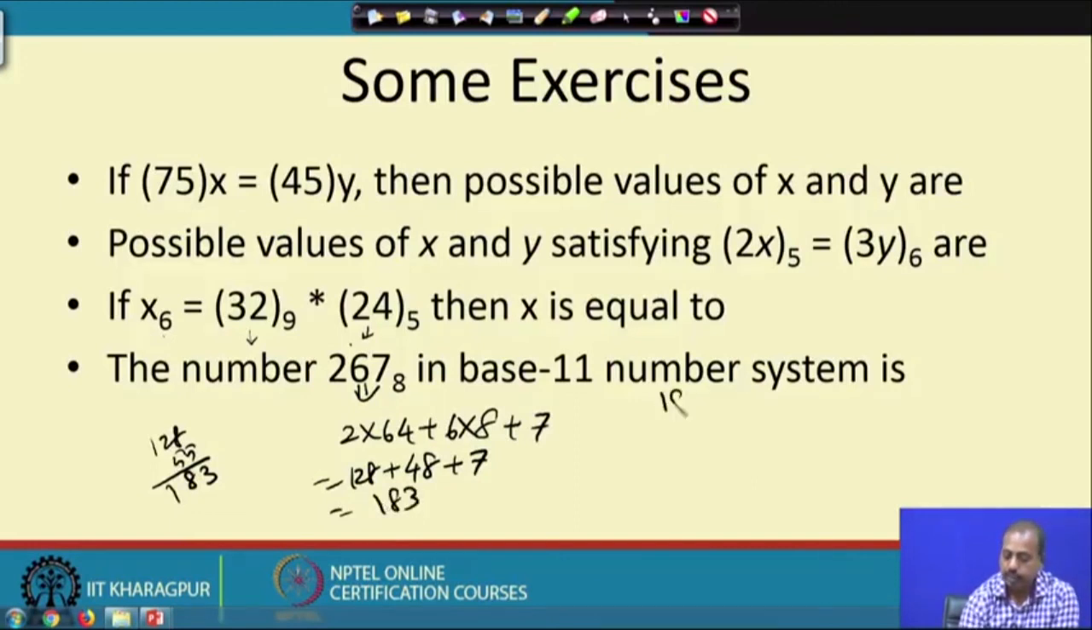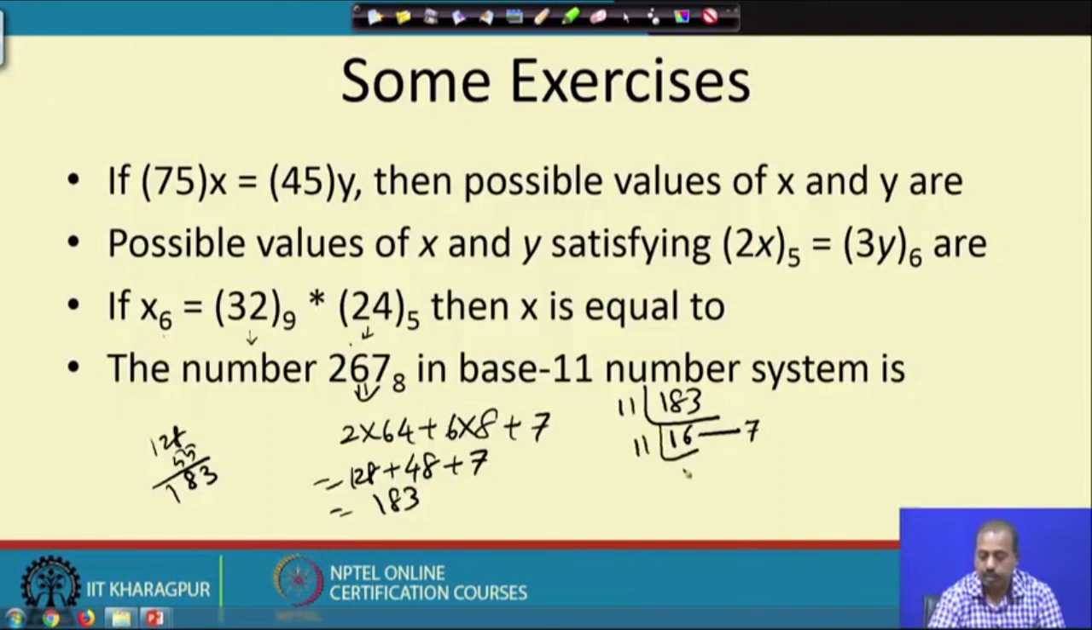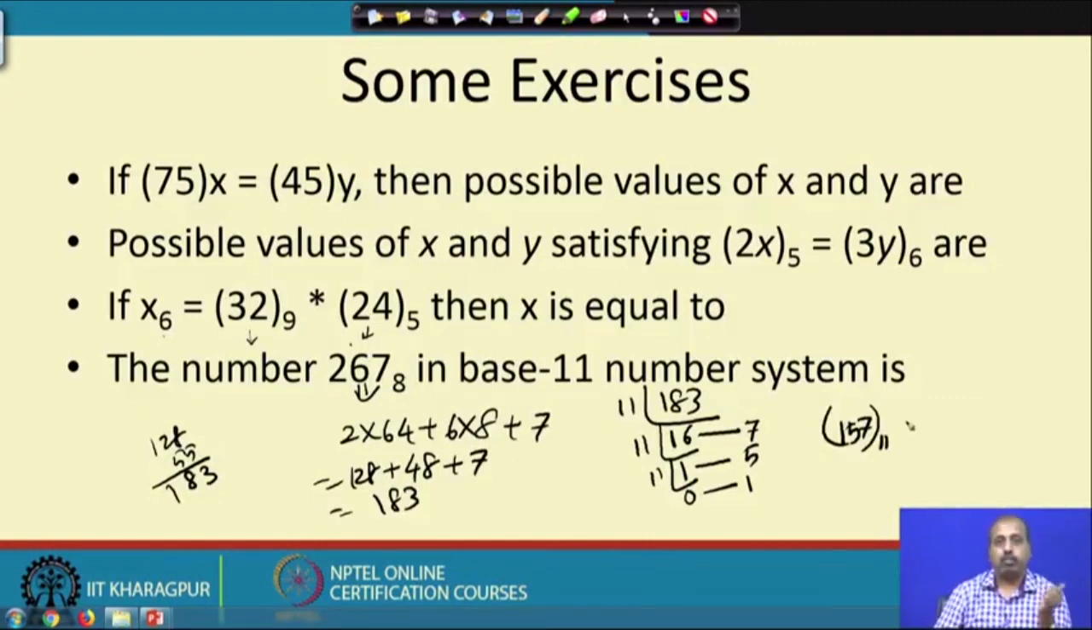Now, if you divide this 183 by 11, it is 1, then 7, 6 is 66, then there is 73. So, this is your 7, then again divide by 11. So, you get 1 and 5, and then 11, 0 and 1. So, 157 in the base 11 number system. This way you can convert numbers from one number system to another using this division. Okay.